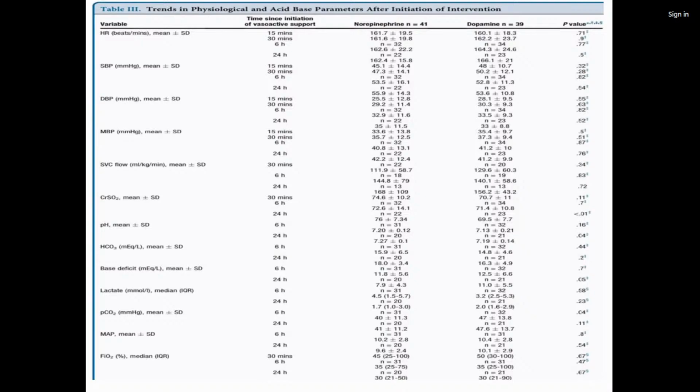So, a summary of table 3, we can say similar effects can be seen in the norepinephrine and dopamine groups for blood pressure, systemic blood flow, lactate clearance, and oxygen ventilatory support. But with dopamine, there are disadvantages like decreased cerebral oxygenation and perfusion at 24 hours, persistent metabolic acidosis, higher base deficits, higher PCO2 early on. The main norepinephrine advantages that we can see are better cerebral perfusion and better acid-base recovery.